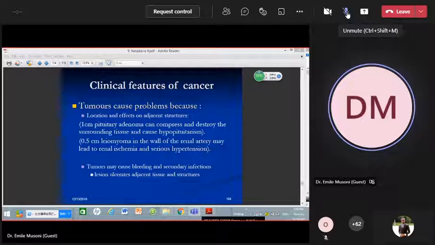They say tumor causes problems because of the location and effect on adjacent tissue. For example, a 1 centimeter pituitary adenoma can compress and destroy the surrounding tissue and cause hypopituitarism. A 0.5 centimeter leiomyoma in the wall of the renal artery may lead to renal ischemia and serious hypertension. Tumors may cause bleeding and secondary infection. Lesions ulcerate adjacent tissue and structures.